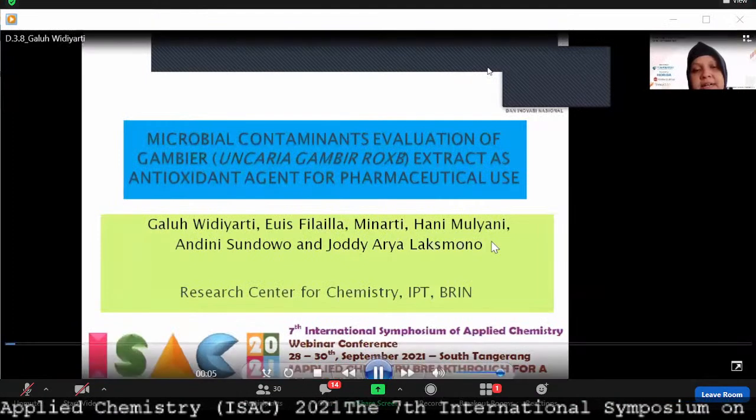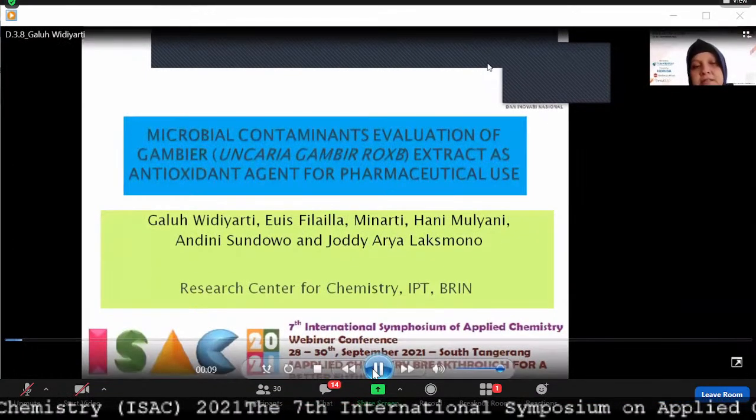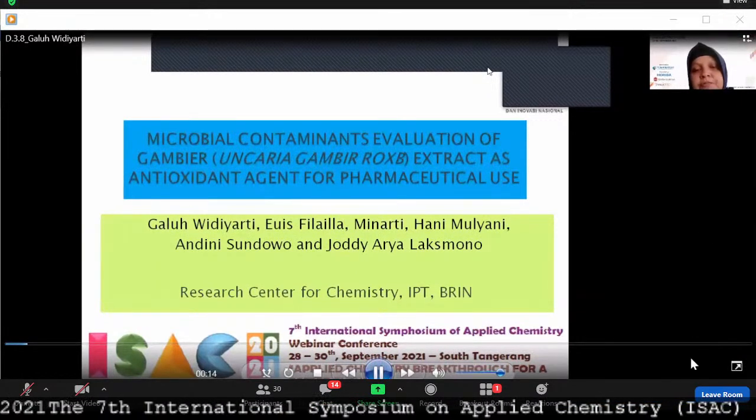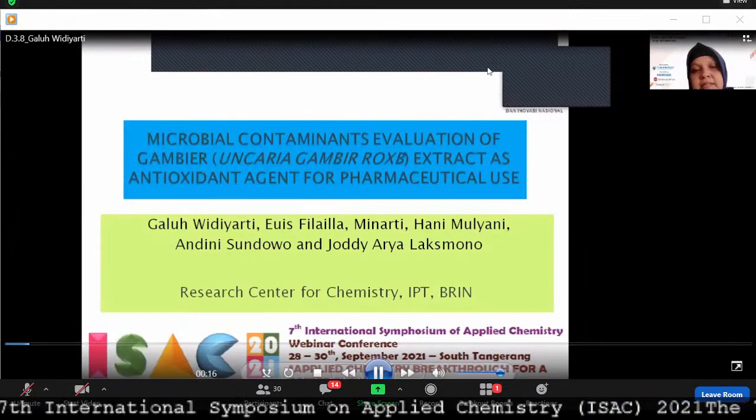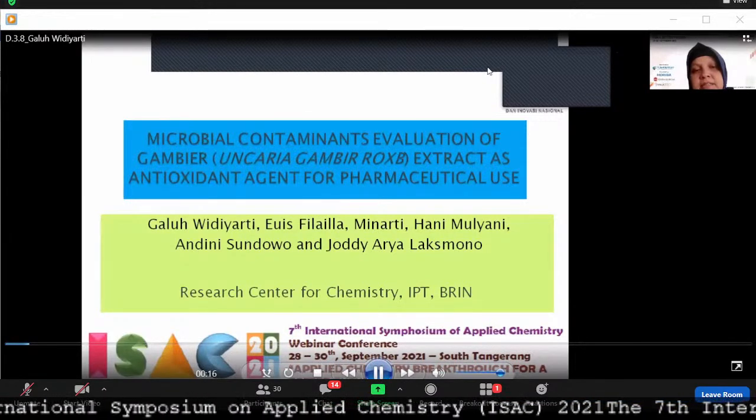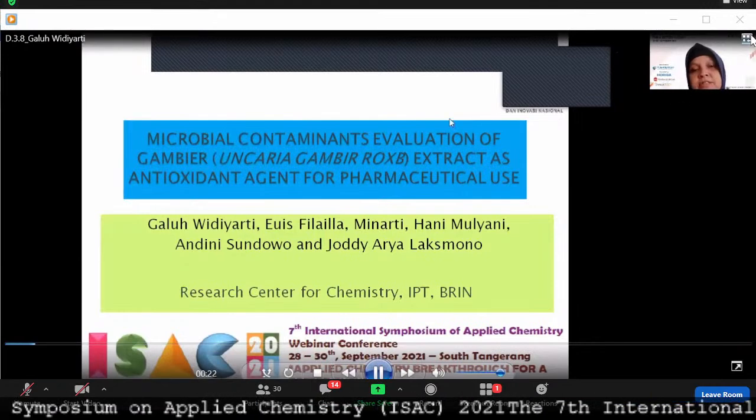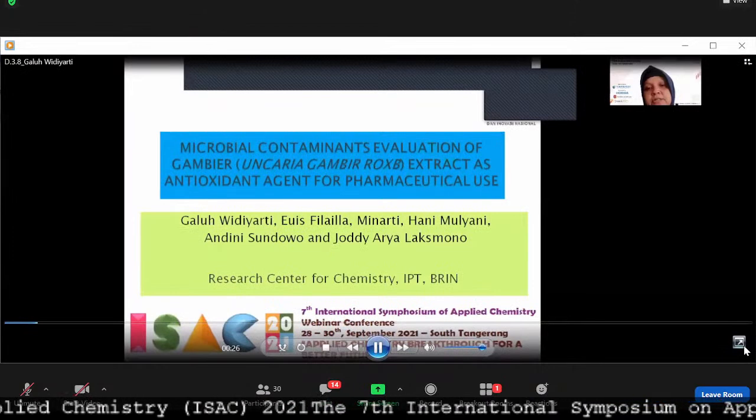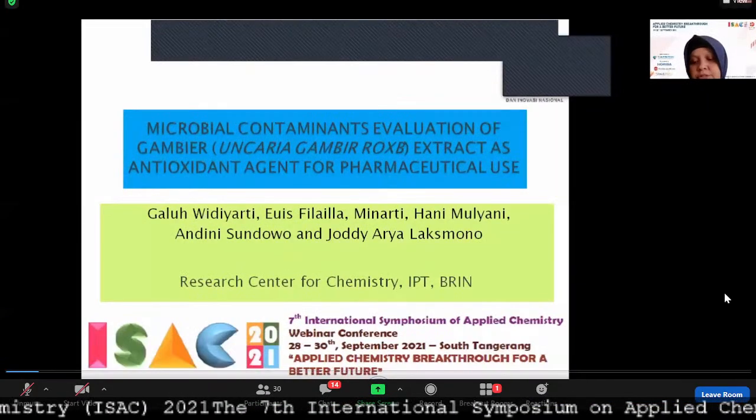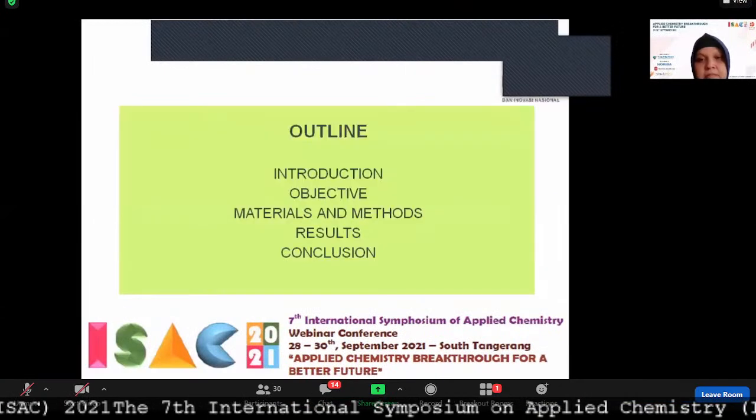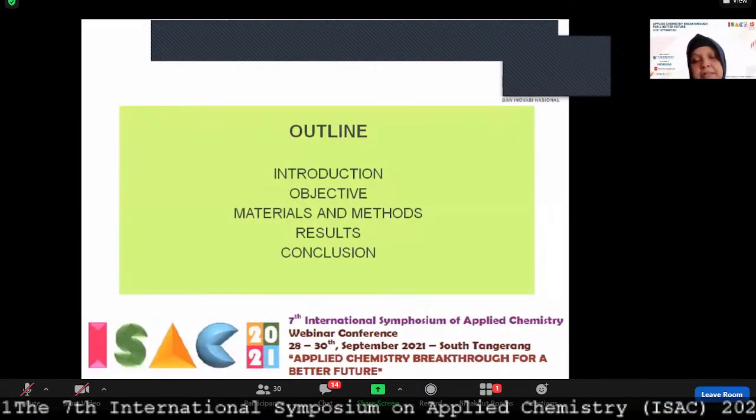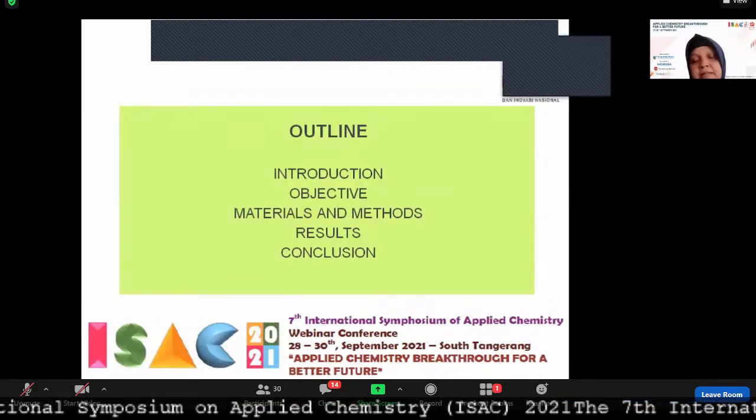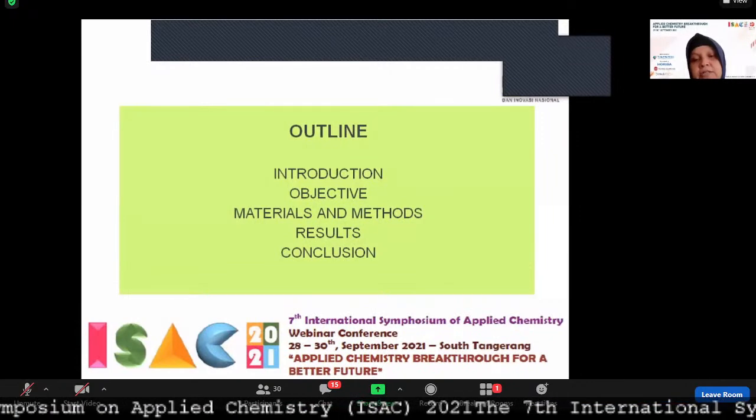I am Galuh Widiarti, and today I will present our research about analysis of microbial contaminants of gambir extract. The title of our research is Microbial Contaminant Evaluation of Gambir, Karya Gambir Crops Extract as Antioxidant Agent for Pharmaceutical Use. The outline of our presentation consists of introduction, objective, materials and methods, results, and conclusion.